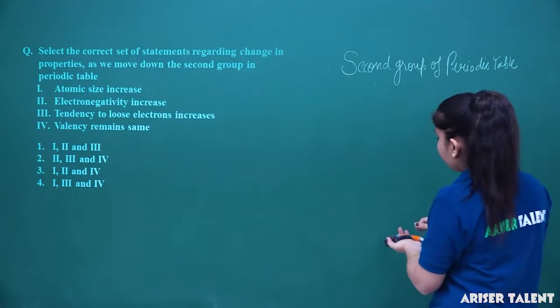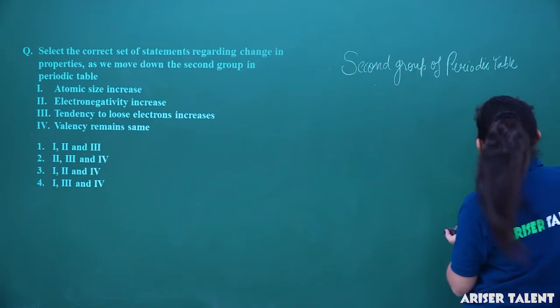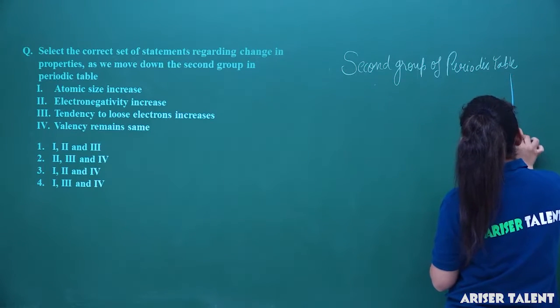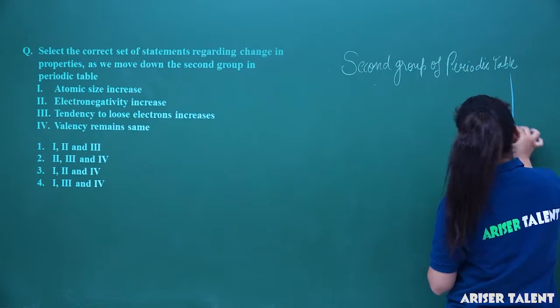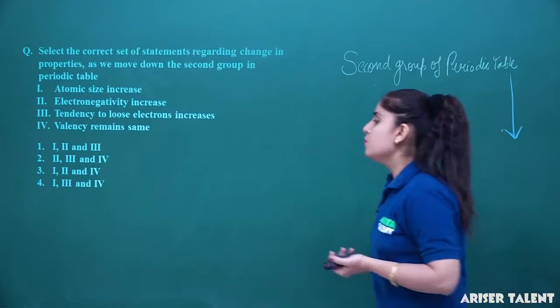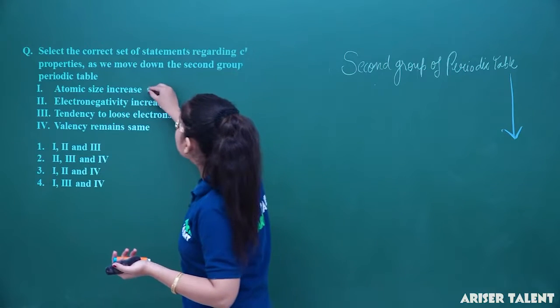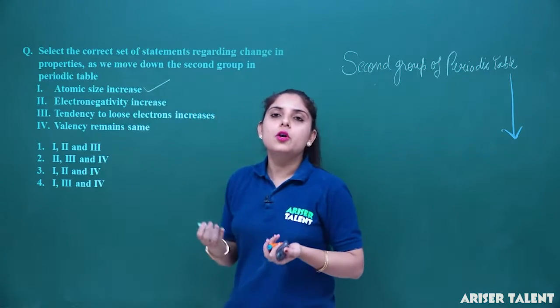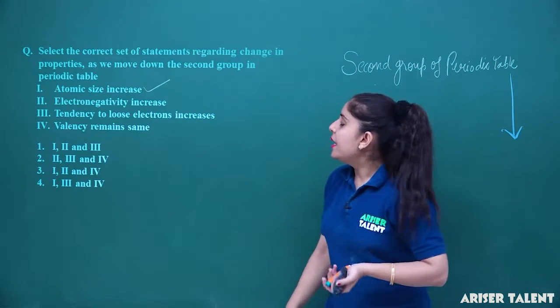And what we are doing, we are moving down the group. So, as we are moving down the group, atomic size increases. So this is the true statement because the number of shells are increasing. So atomic size automatically increases.